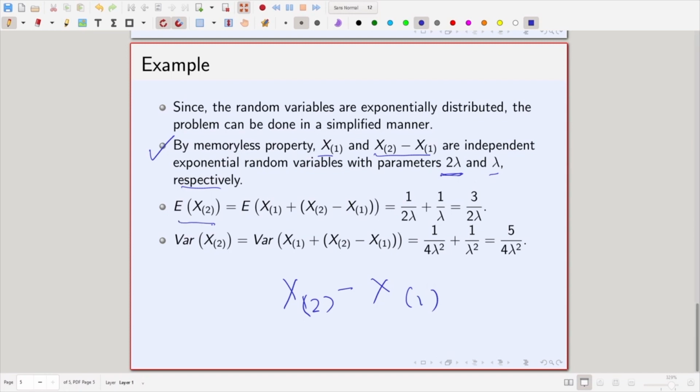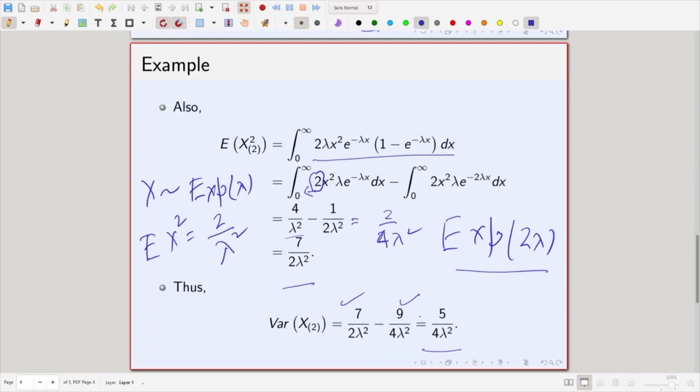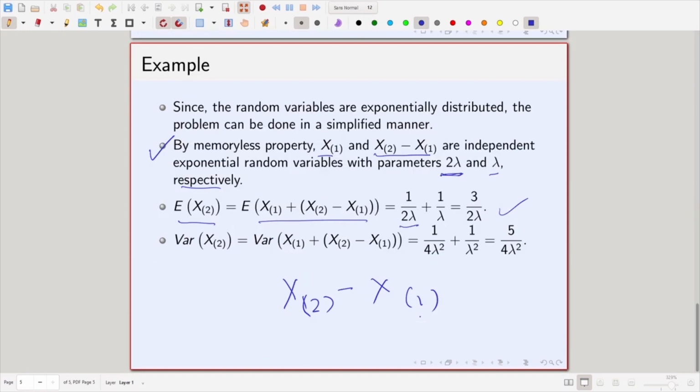So if you have to find the expectation, then the expectation of X2, you can just simply write it in this way. Now expectation is linear, so the expectation of X1, since it is exponential with parameter 2 lambda, its mean is 1 over 2 lambda, and the expectation of X2 minus X1, since it is exponential with parameter lambda, is 1 over lambda, and you get 3 over 2 lambda, which is the same answer that you got here. Fine. Obviously you should get the same answer because you are working out the same problem in two different methods.